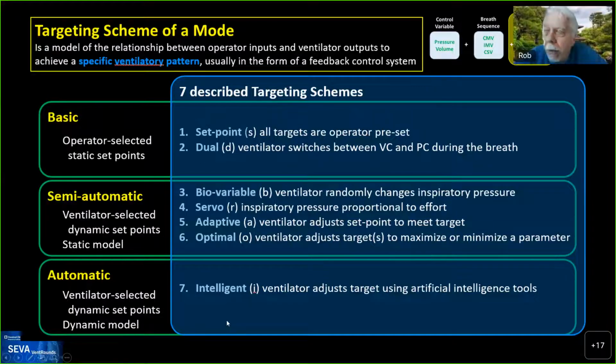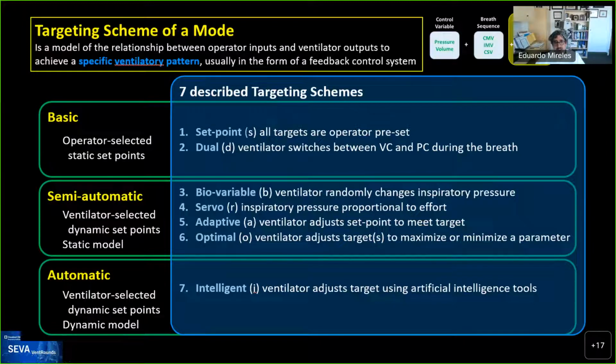Alrighty. So that was our ultra fast introduction into the tag. I will just highlight for you that when we talk about the tag, first you're going to say the control variable, then the breath sequence, and finally the targeting scheme. And if this is an IMB sequence, the first letter is the targeting scheme from the mandatory breath, and the second one is for the spontaneous breath.